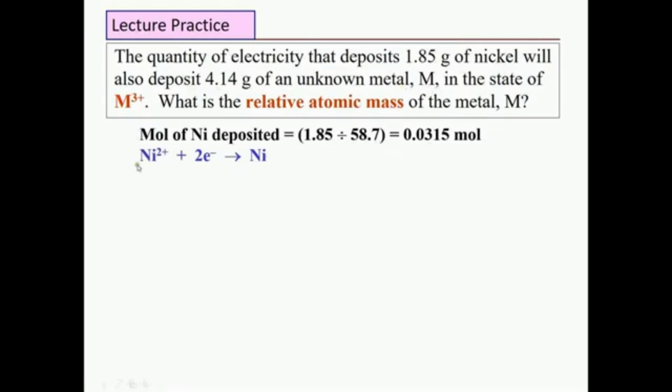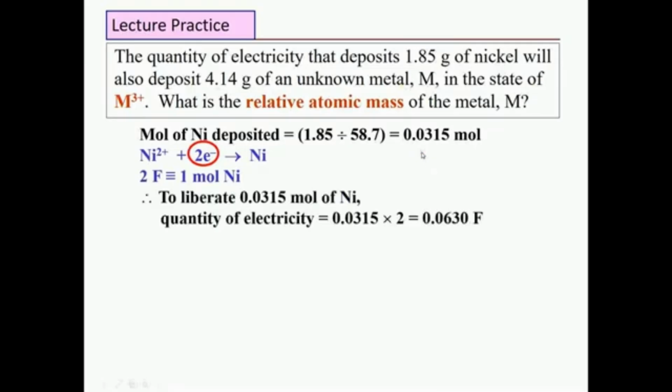Equation: nickel 2+ reduced to nickel, picking up 2 moles of electrons. So the equation tells us that 2 Faraday is equivalent to 1 mole of nickel. So to deposit 0.0315 mole of nickel, the amount of electricity required will therefore be 0.0315 times 2, which is 0.0630 Faraday. This amount of electricity is also required to deposit 4.14 grams of M.